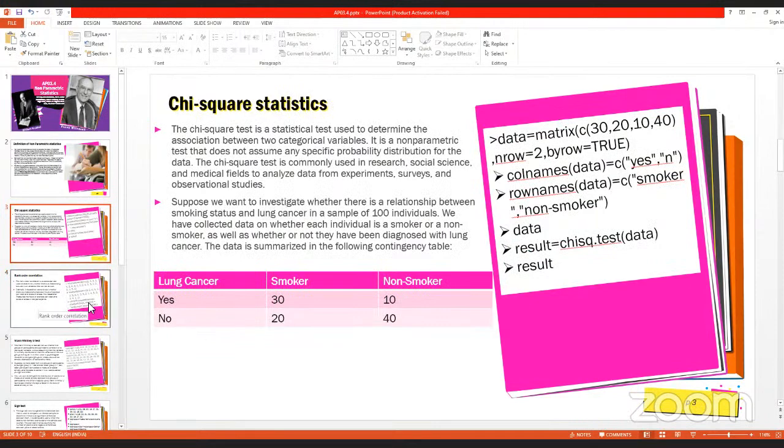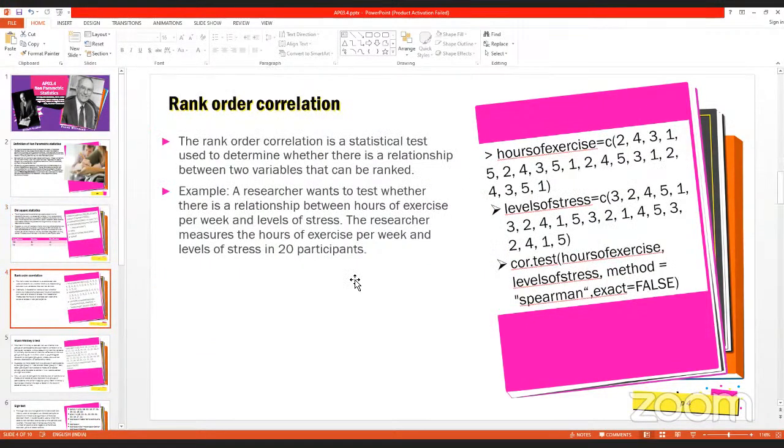Okay. So now rank order correlation. Rank order correlation is a statistical test used to determine whether there is a relationship between two variables that can be ranked. In this example, a researcher wants to test whether there is a relationship between hours of exercise per week and levels of stress.